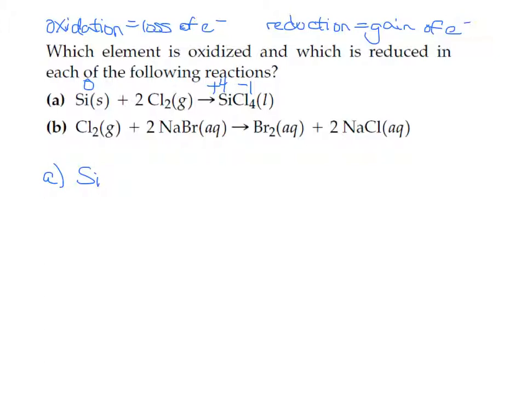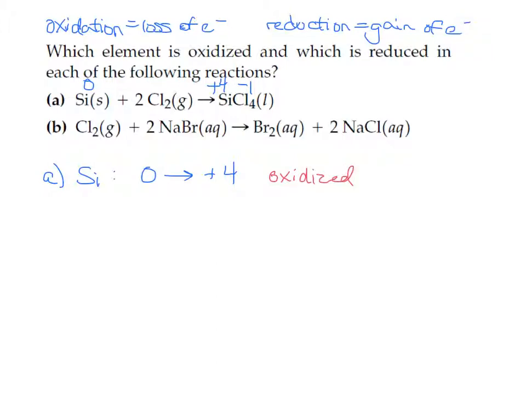So if Si went from being 0 to being +4, what did it do? Did it gain electrons or did it lose electrons? How do you get to be positive? You lose electrons, right? Because if you lose something negative, you're now positive. So that means that Si was oxidized or reduced? Oxidized.